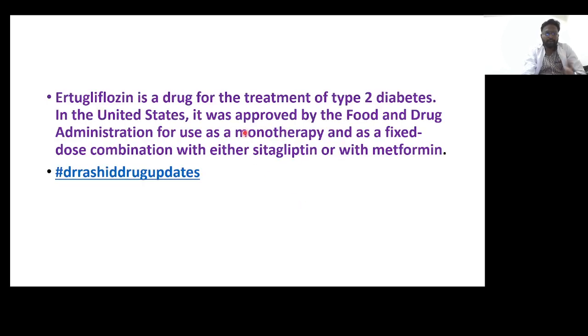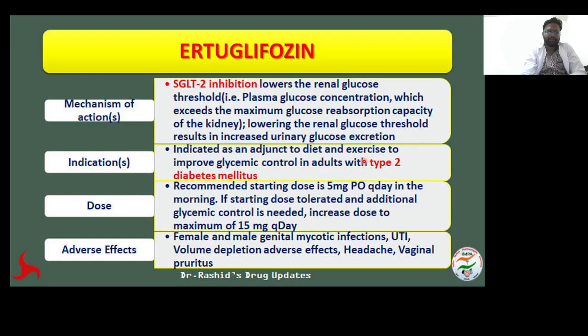The fourth drug approved is ertugliflozin. It's a drug for the treatment of type 2 diabetes mellitus. In the United States, it was approved by FDA for use as a monotherapy and as a fixed-dose combination with either the DPP-4 inhibitor sitagliptin, or with the biguanide metformin. Talking about ertugliflozin, the mechanism of action is SGLT2 inhibition. It lowers the renal glucose threshold, which results in increased urinary glucose excretion. It is indicated as an adjunct to diet and exercise to improve glycemic control in adults with type 2 diabetes.